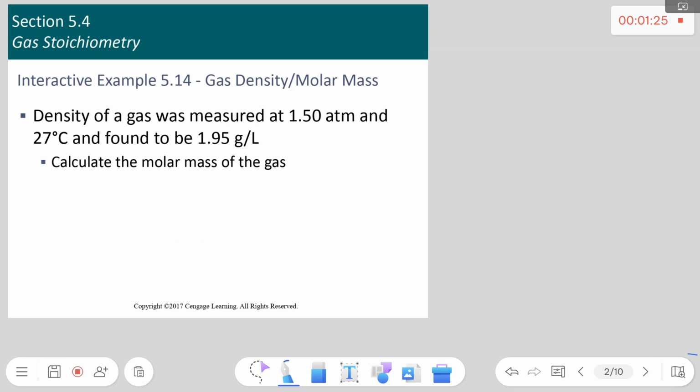Density of a gas was measured at, you have a pressure, you got a temperature, and they gave you the density. Try the molar mass. I'm going to give you a couple minutes to try that out. It's just a simple plug and chug while I do attendance.